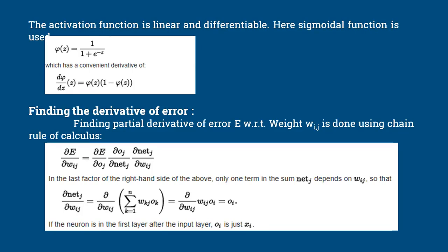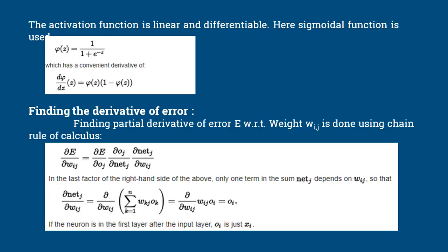Now we need to find the derivative of the error at the output. So we find the partial derivative of E with respect to the weight wij using the chain rule of calculus, since E is a function of the output of the neuron j, and the output is a function of the net input to that neuron, and the net input is further a function of the weight wij.